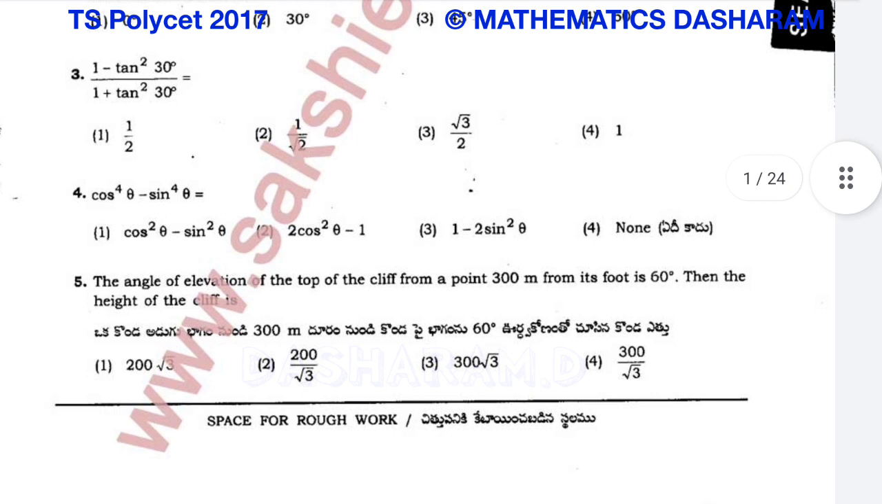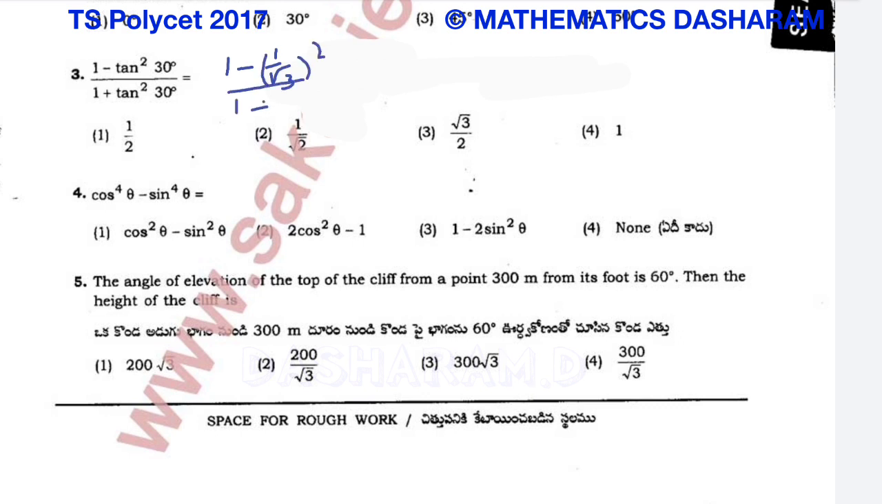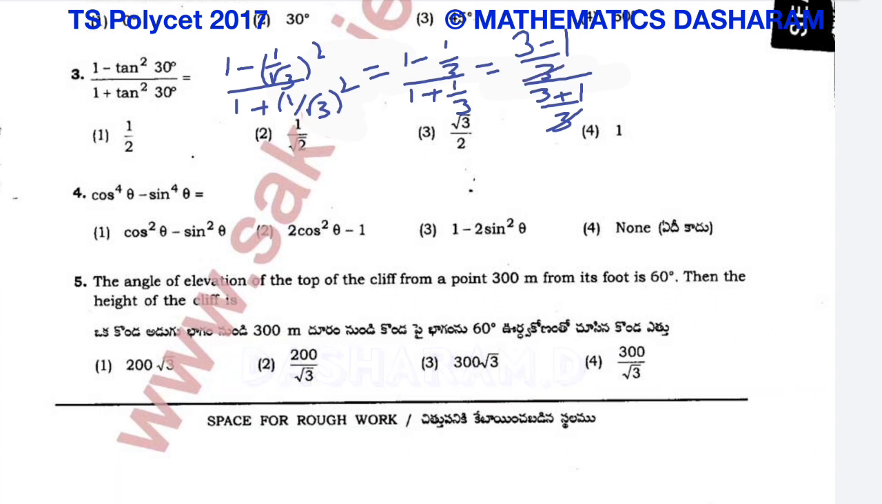Next, third question. 1 minus tan square 30 degrees divided by 1 plus tan square 30 degrees. So 1 minus tan square 30, which is 1 by root 3 whole square, divided by 1 plus 1 by root 3 whole square, equals 1 minus 1 by 3 divided by 1 plus 1 by 3. Here the LCM is 3, then 3 minus 1 divided by 3 plus 1 divided by 3. Here 3 cancels, 3 minus 1 is 2, 3 plus 1 is 4, 2 by 4, the answer is 1 by 2. So option 1 is correct.